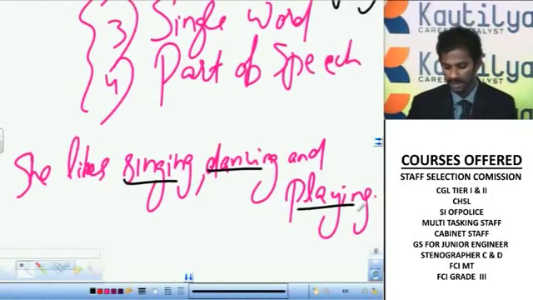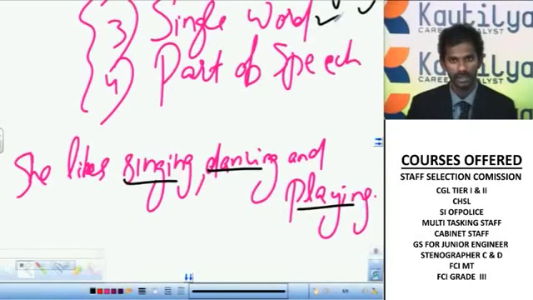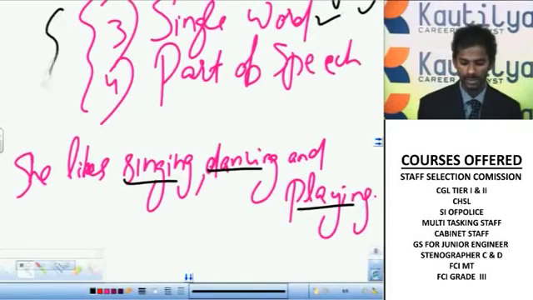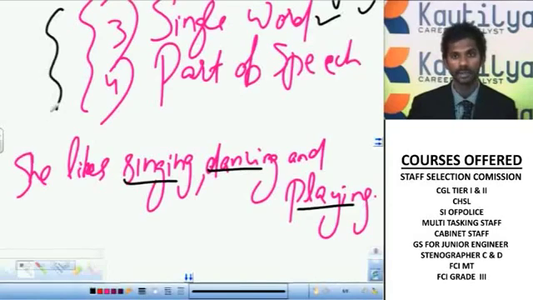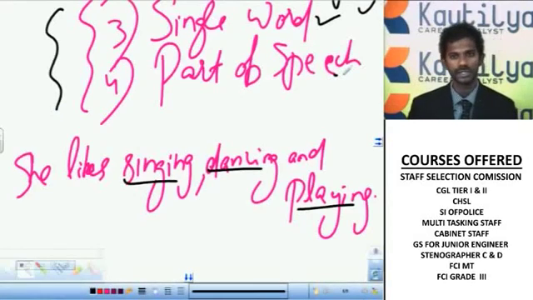So singing is a single word, first idea. Second idea is dancing, that is also a single word. Third idea is playing, that is also a single word. So all the three ideas are single words, so that concept is fine. I told you these two, single word and parts of speech, must be taken together, right? Because parts of speech are for words, clear? Now we look for the part of speech.